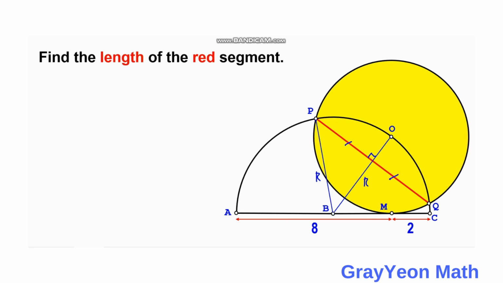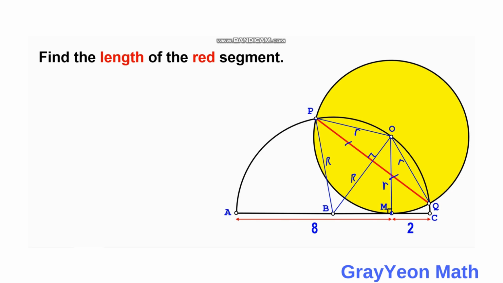Okay, so next we draw the radius of this yellow circle. So from O to P, and we label this as small letter r. And likewise this O to Q is also the radius of the yellow circle. And also from O to the point of tangency at M, so this is also radius, small letter r.